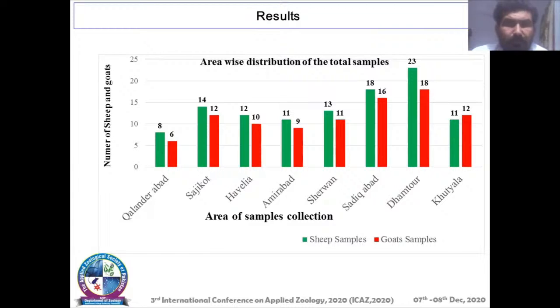These are the areas from which I have collected the samples from infected goats and sheep of district Abbottabad, that is Kalandarabad, Sajikut, Havelia, Amirabad, Sherban, Sadikabad, Damtur, Kutiala. The red color in the graph shows goat samples, while the green one shows sheep samples.